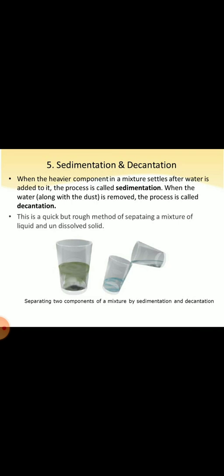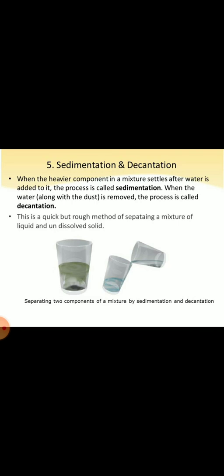The next is the decantation method. Children, in this decantation method, the clear liquid layer is poured out, and the process of separating the clear liquid layer without disturbing the settled solid is called decantation. So children, this is the simple method of sedimentation and decantation for separating the two components of a mixture by these two processes.